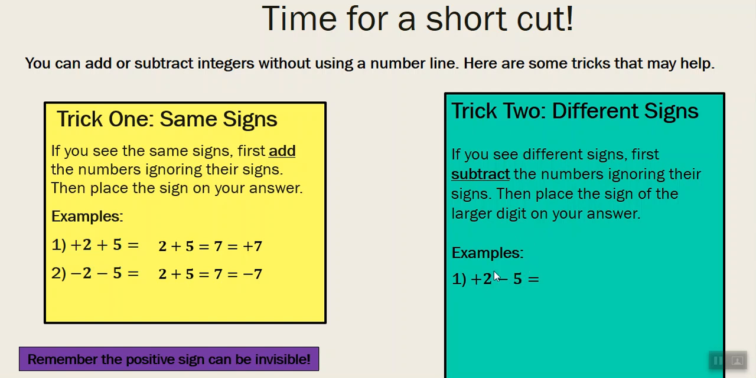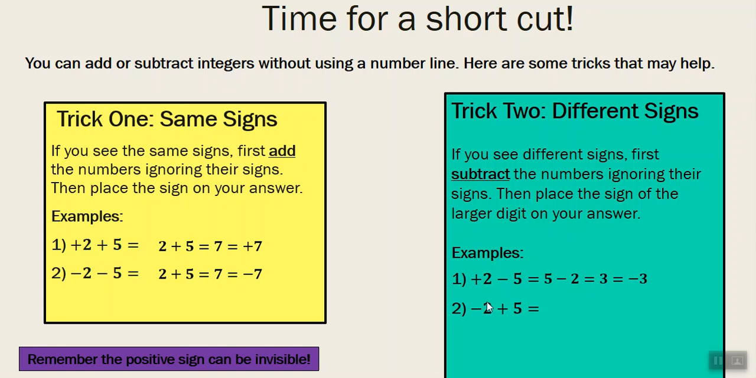If I just go, okay, what's 5 take away 2 normally? I know it's 3. So I'm finding the difference. 5 take away 2 is 3, okay? And my final answer I can see is a -3. So what does it say next? Then place the sign of the larger digit on your answer. Well, the larger digit, out of 2 and 5, 5 is the larger number, okay? And because next to it there's a negative sign or a takeaway sign, it means my answer will be a negative. That's why there's a -3. So that's how that trick works.